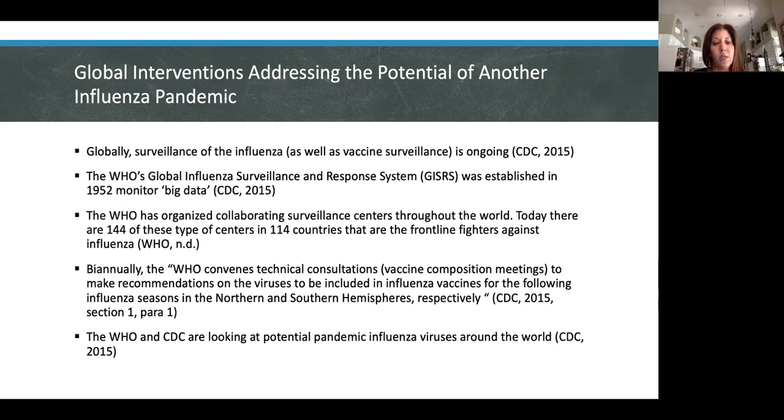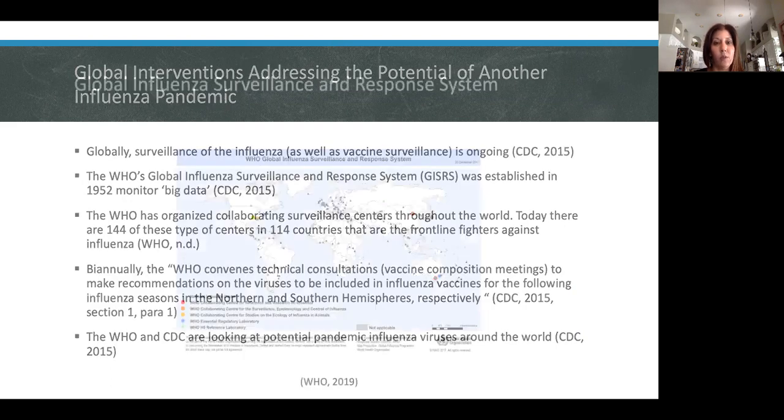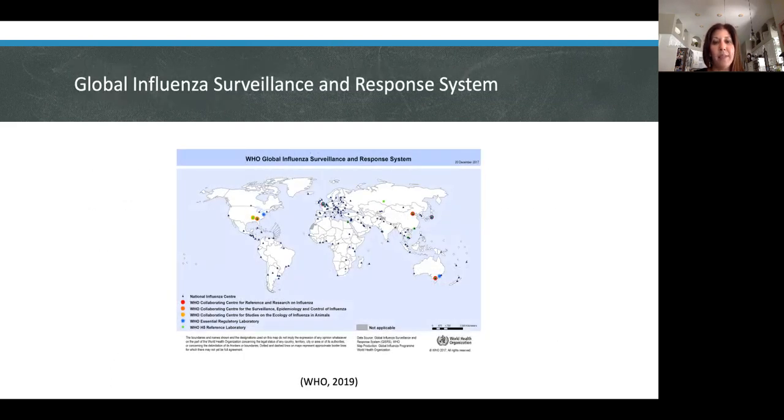So the CDC and the World Health Organization are continually looking at potential pandemic influenza viruses across the world. And this is where those global surveillance response systems that I keep talking about are located. So I think this is amazing information that I particularly didn't know about.